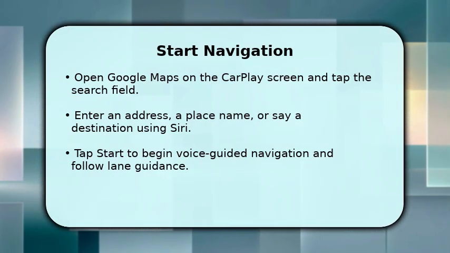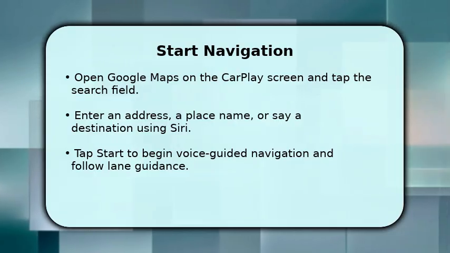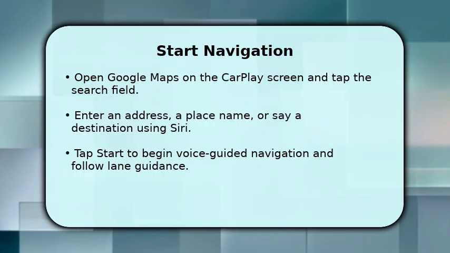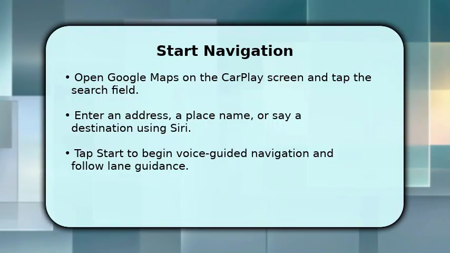Type an address, a place name, or select a recent location from the list. You can also say your destination using Siri while holding the voice button on the wheel. After selecting the destination, confirm the route options and tap Start to begin turn-by-turn navigation.